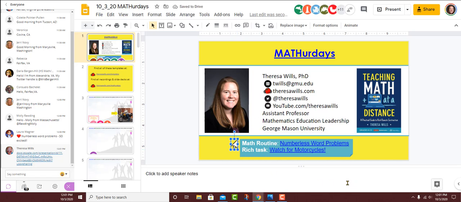Today's activities are from other resources. I didn't create anything for this. I used numberless word problems, and their site is linked there. And I've used the Rich Math Tasks from the Virginia Department of Education's Rich Tasks. So I'm here to showcase both of these today.